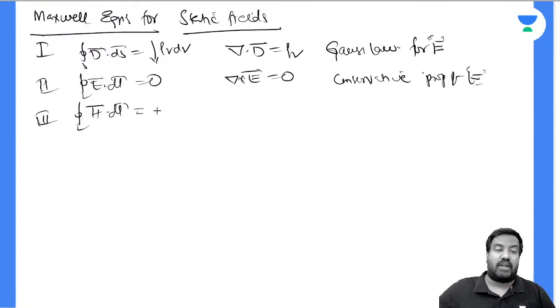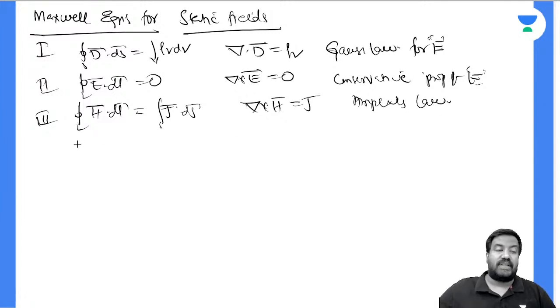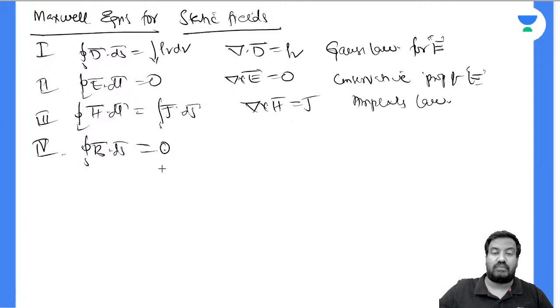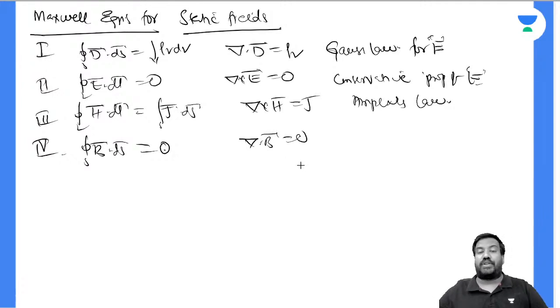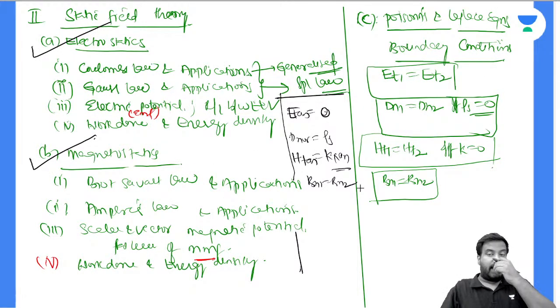Third, closed integral of H dot dl is equal to surface integral of J dot dS, which implies del cross H is equal to J. This is Ampere's law. Fourth one, closed surface integral of B dot dS is equal to 0. Differential form: del dot B is equal to 0. Clear? These are Maxwell equations for static fields.